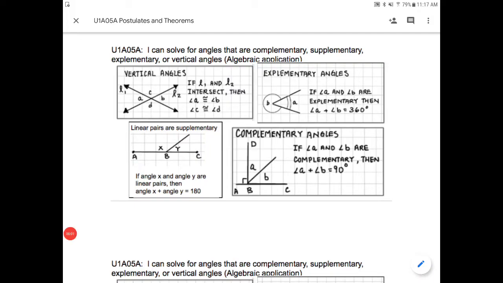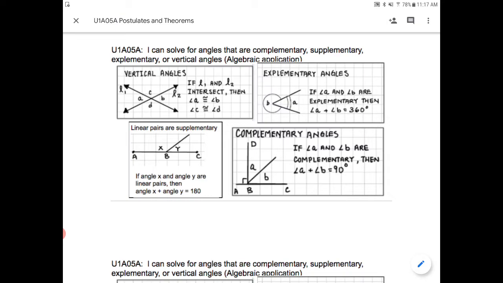Students, in this video I will go through some exercises with you where I will be applying concepts directly related to vertical angles, explementary angles, linear pairs, and complementary angles. Let's just quickly recap what these angles and some of the properties are, so that when we get to it we will be familiar on how to apply them.